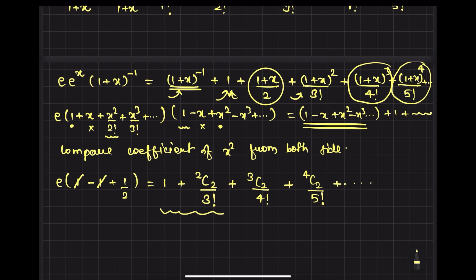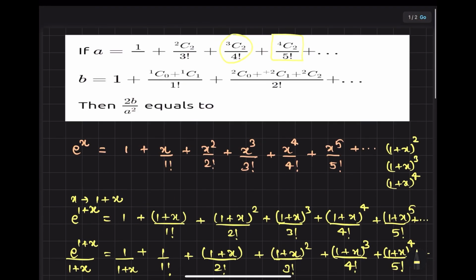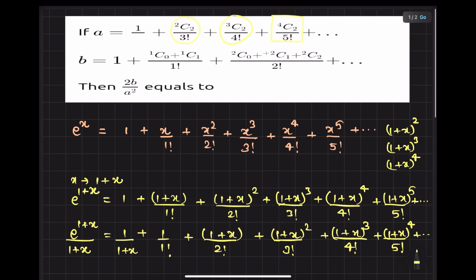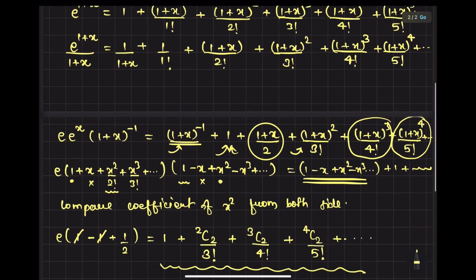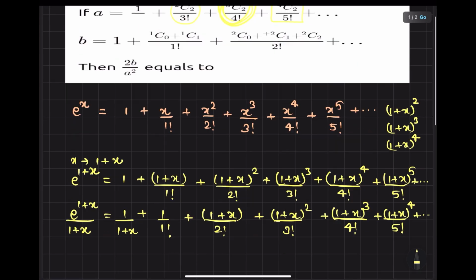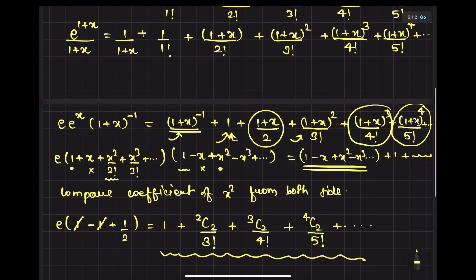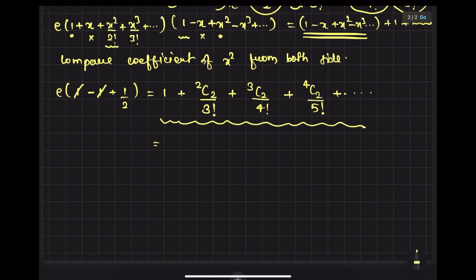Now do you remember who this person is? 1 plus 2c2 by 3 factorial plus 3c2 by 4 factorial plus 4c2 by 5 factorial. So it is the same A. So who is this? A. So we got the value of A as e by 2. I hope the first part, A equals e by 2, is clear.